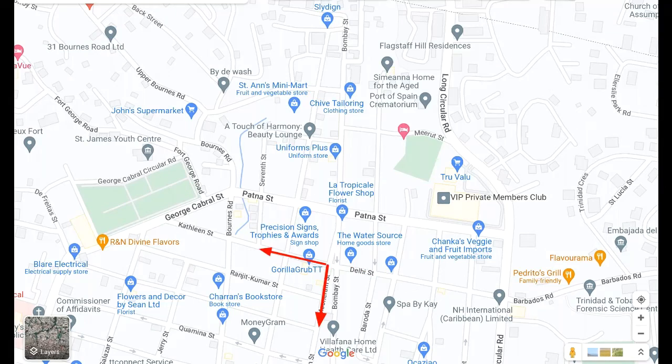Direction to true value. Continue 300 meters, then 2.1 kilometers, continue 3.5 kilometers.